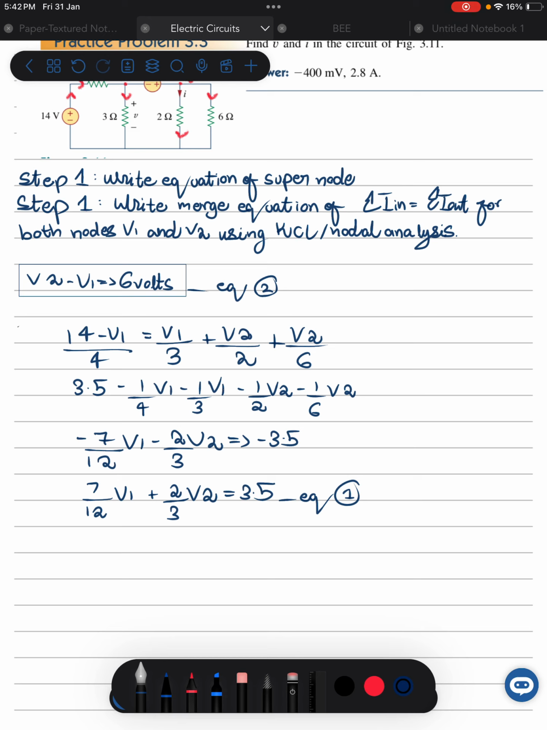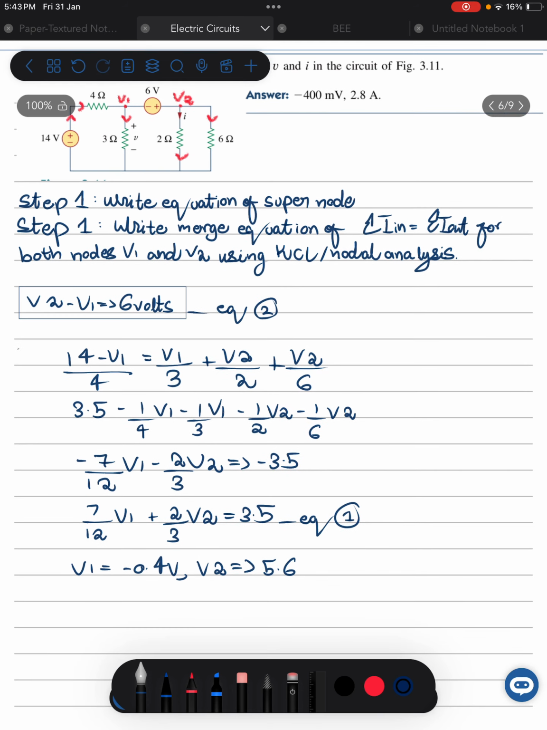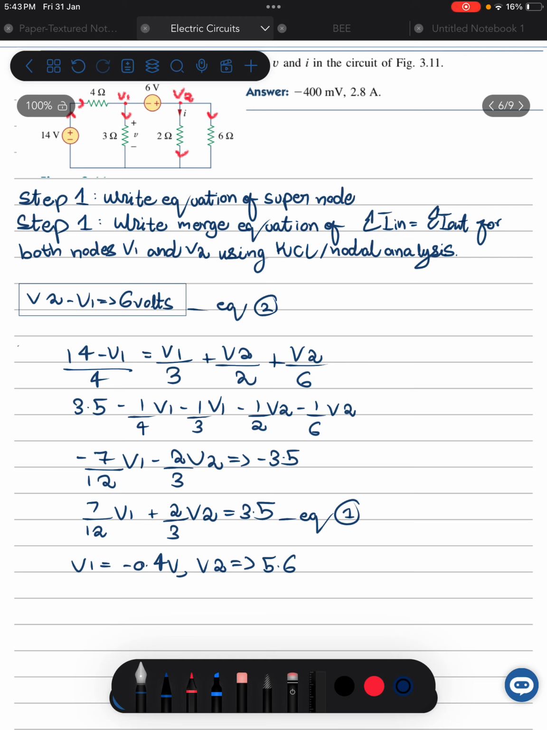I'm going to use the calculator to plug in these equations. Minus 1, 1 and 6. 7 divided by 12, 2 divided by 3, and 3.5. So here we have the answers for V1 and V2. V1 is minus 0.4, while V2 is 5.6 volts.